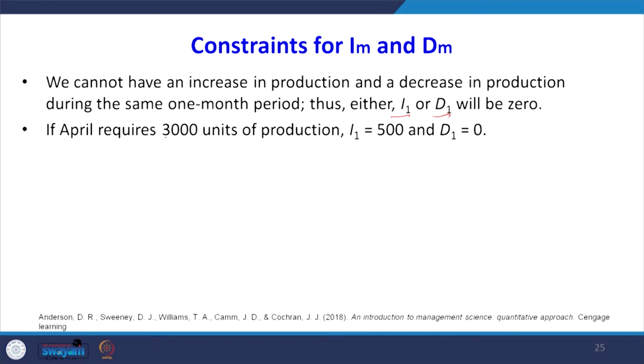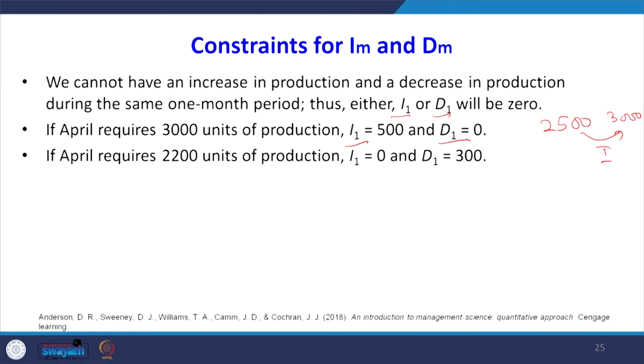Suppose the April requirement is 3000 units. The previous month, March, production is 2500. Suppose the April production is 3000. This difference is now increasing, so the value of I1 will be positive, and D1 will be 0.